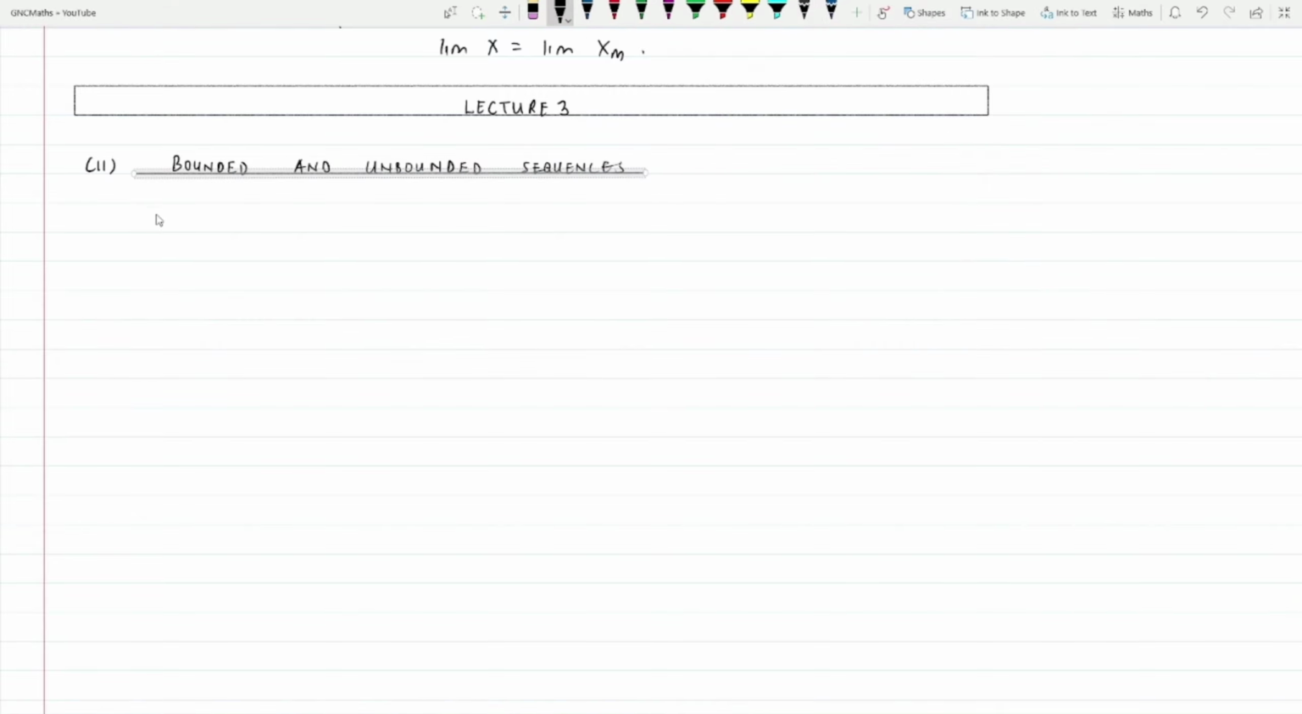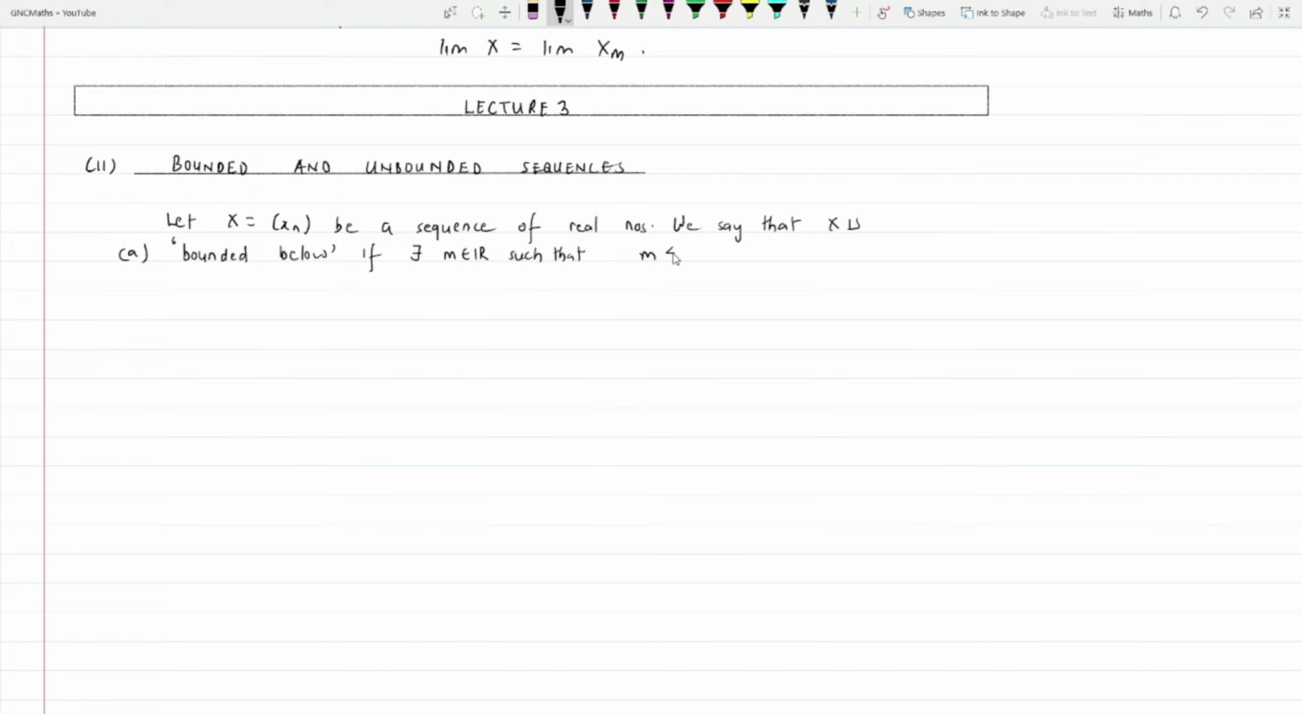So let us first start with the real sequence. Let capital X equal to (xn) be a sequence of real numbers. We say that X is, the first part we will be talking about bounded below and bounded above. So we say that the sequence X is bounded below if there exists a real number small m such that all terms of the sequence are greater than or equal to m.